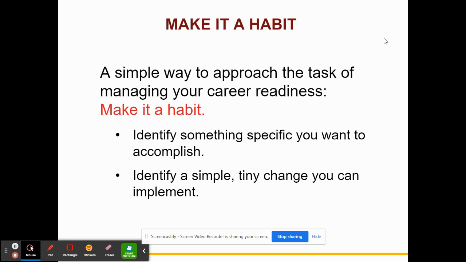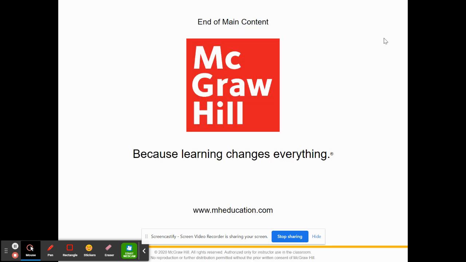Simple way to approach the task of managing your career readiness: make it a habit. So identify something specific you want to accomplish, and then identify a simple, tiny change that you can implement. Okay, so again, start small. That can really help you build those career readiness skills and tools as you work through your high school career and into your post-high school careers.